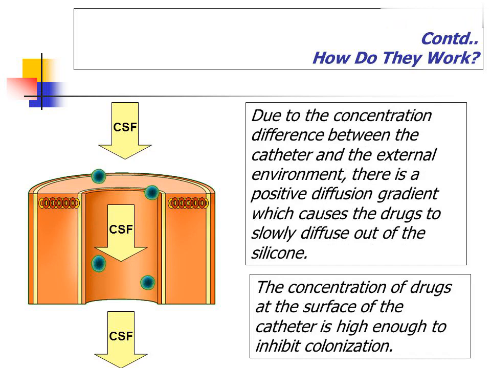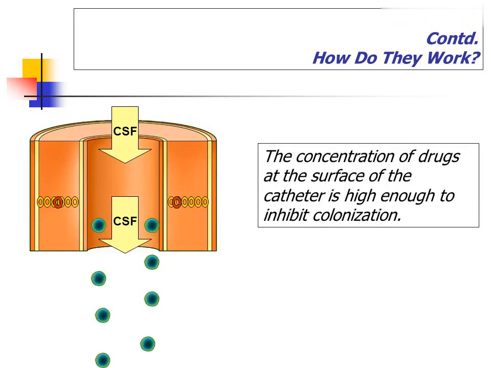Positive diffusion gradient. How do they work? Due to the concentration difference between the catheter and the external environment, there is a positive diffusion gradient, which causes the drugs to slowly diffuse out of the silicone. The concentration of drugs at the surface of the catheter is high enough to inhibit colonization.